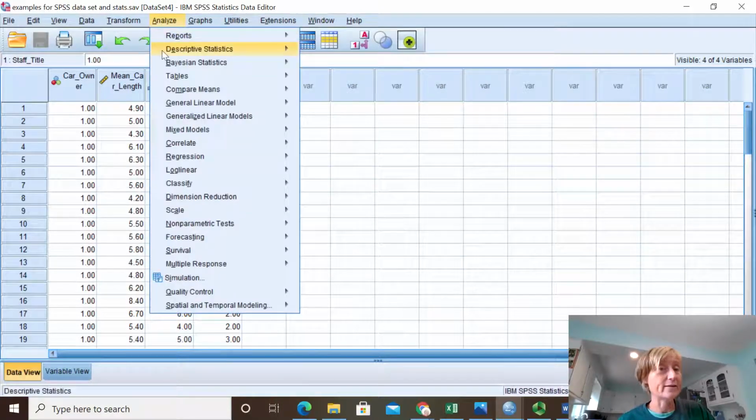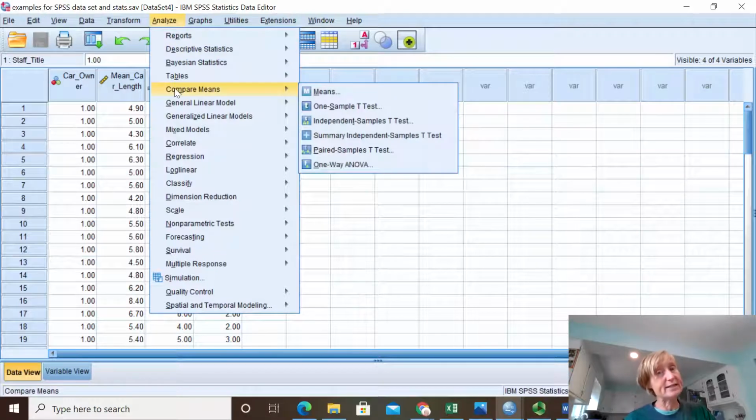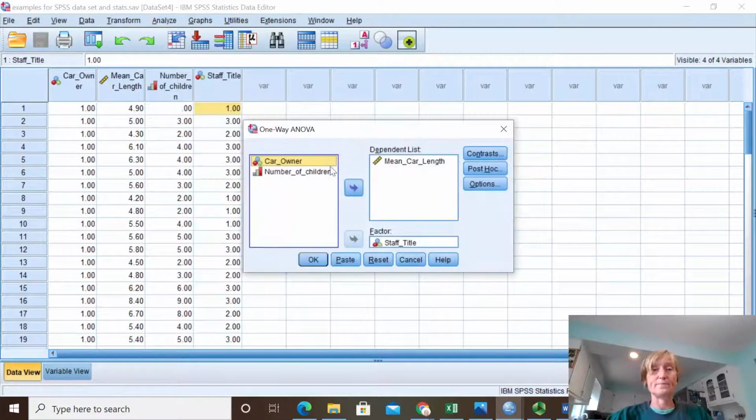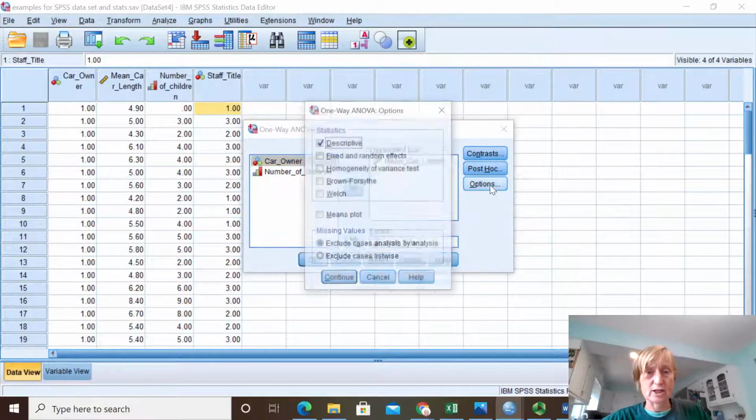So, I'm going to analyze my data. I'm comparing means, but this time I'm comparing means doing a one-way ANOVA. And the dependent variable is the length of the car. My factor will be what title the staff has. Is it general staff, is it tenure track, or is it affiliate? I have to check my options.